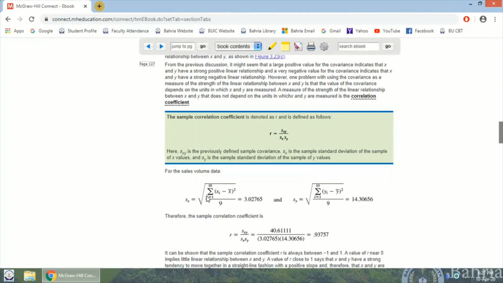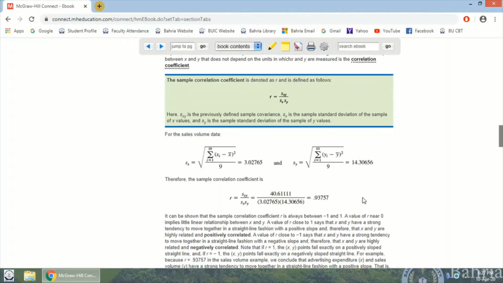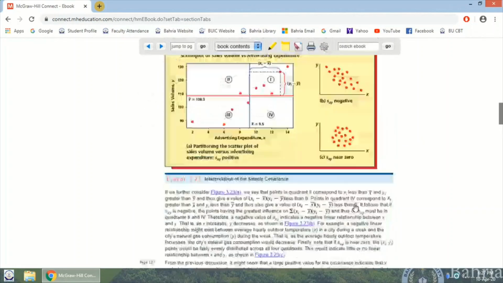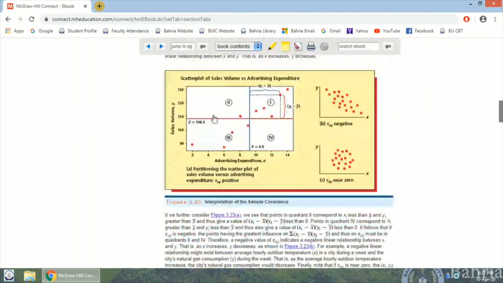We had the individual value as 9.167, and then dividing it by 9, you get 3.02765. Similarly, we have 14.3 as SY. Then you just simply divide this and you get R. Now, if you look at this table, see, they have given you a red line and a blue line.